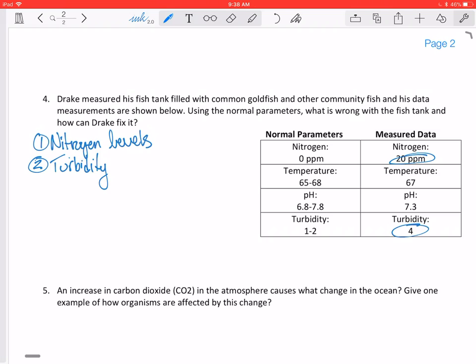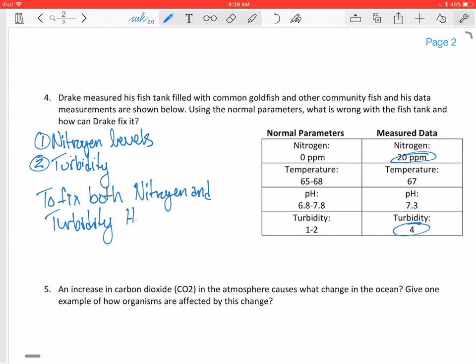And then how we fix this, guys, is water changes. So really, as long as you said to fix both nitrogen and turbidity, water changes would be necessary.